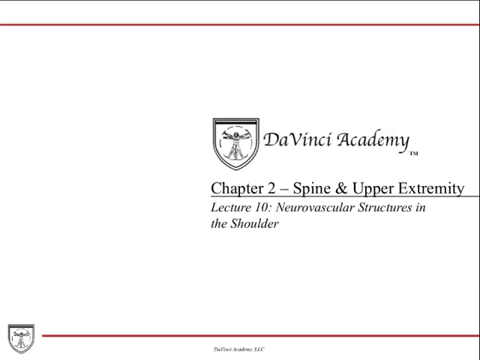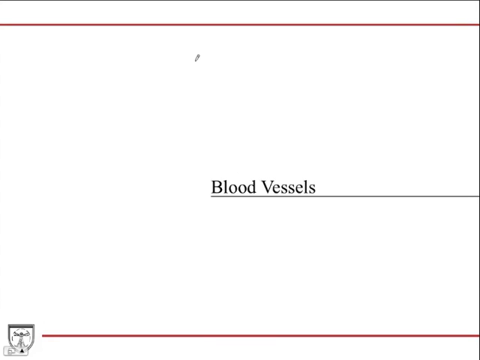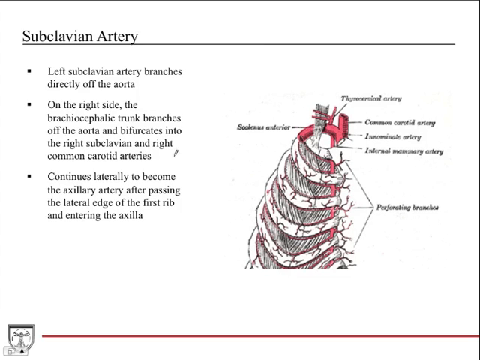All right, so in this lecture, we're going to talk about the blood vessels and the nerves that travel in the shoulder. We're going to talk about the blood vessels in the shoulder and pectoral regions. First, we'll talk about the subclavian, and to show you its origin, we'll talk about the heart here, and then the aorta, which is the main vessel that comes off the heart in the chest.